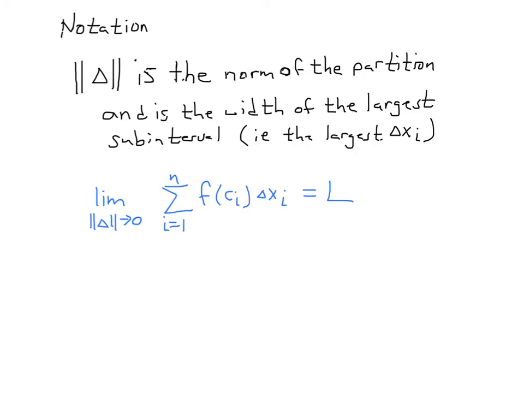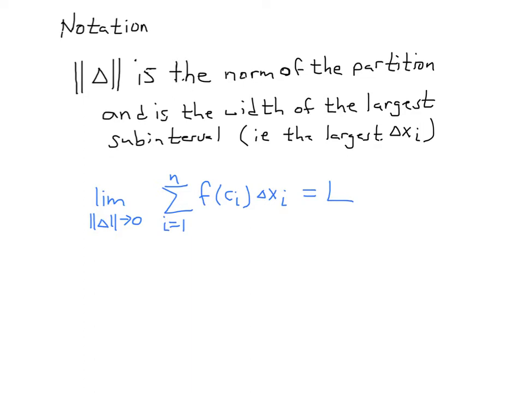Now, a piece of notation here. When we see this symbol where it looks like the double absolute value signs around the delta, that is the capital delta representing the partition. This is called the norm of the partition. And what that represents is the width of the largest subinterval. In other words, if I take a look at all my delta x sub i's, the largest one is going to be what is called the norm of that partition.